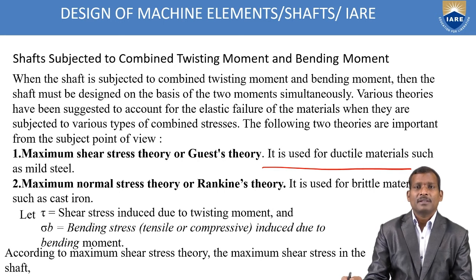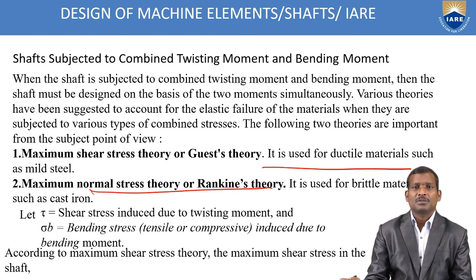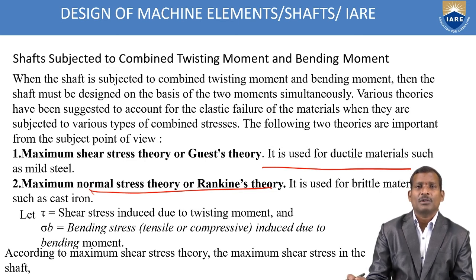And second one is maximum principal stress theory or normal stress theory, or you can say Rankine's theory. Another name is Rankine's theory. Always this theory is used for brittle materials. Example, cast iron. When the shaft is subjected to twisting moment and bending moment, you should consider these two theories. First, you design the shaft on the basis of maximum shear stress theory. So according to this maximum shear stress theory, what is the value of diameter? Find out.